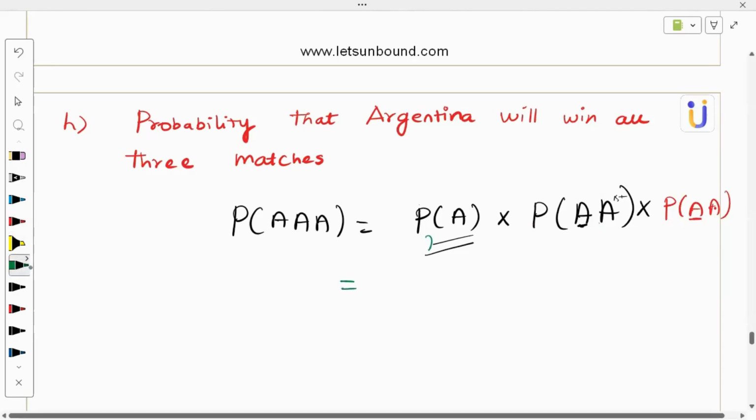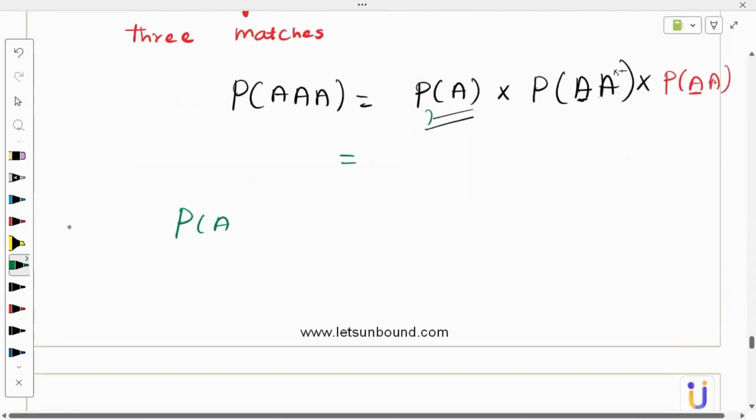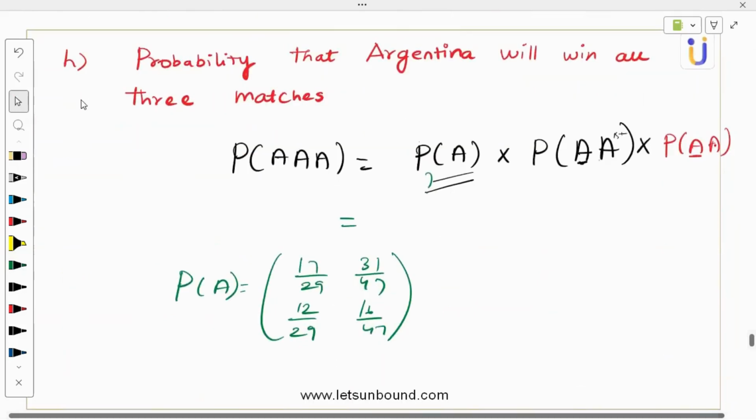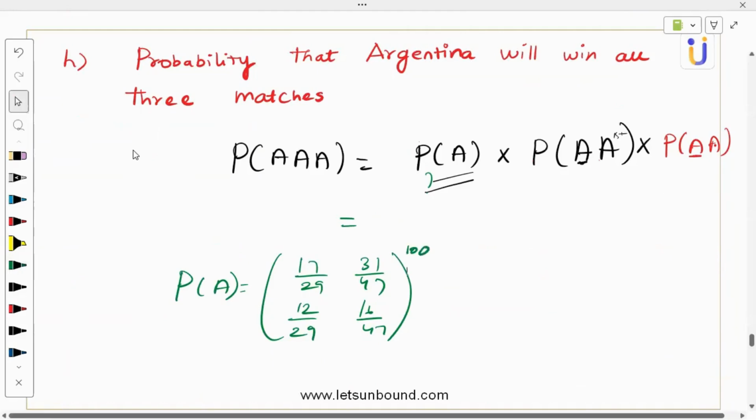So the probability of A can be found by taking the transition matrix and raising it to a higher power. We have 17 by 29, 12 over 29, and then 31 by 47, 16 over 47. You raise it to any high power, because it's many years from now. That is what is given. So just use 150, whatever you want. And that will be P of A.